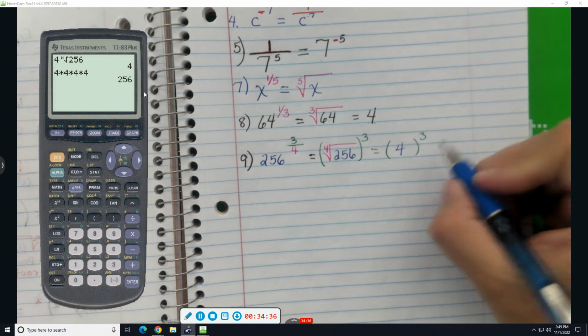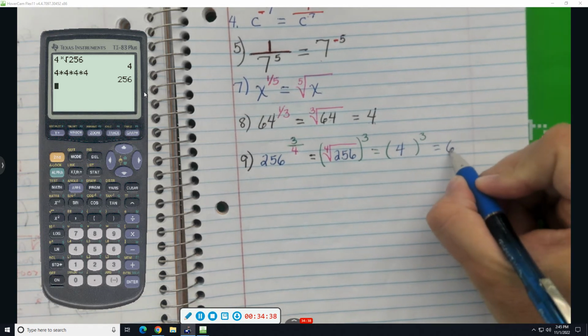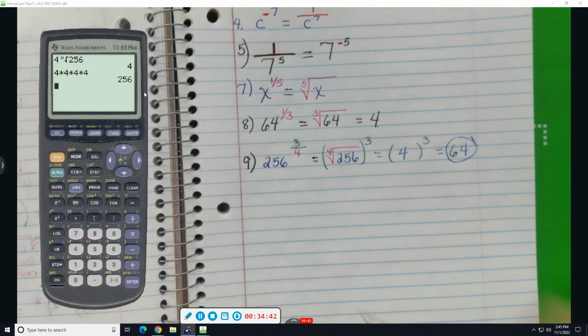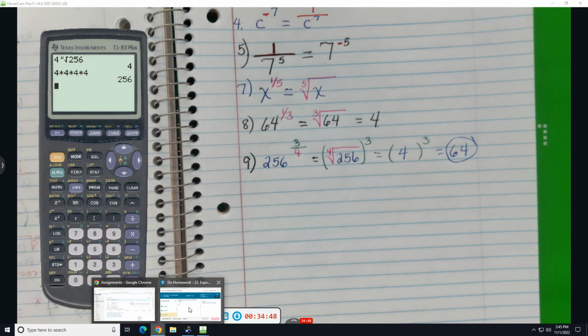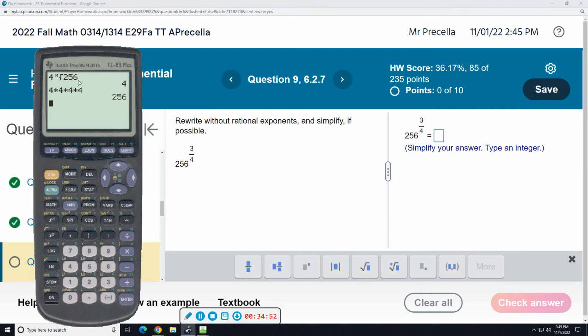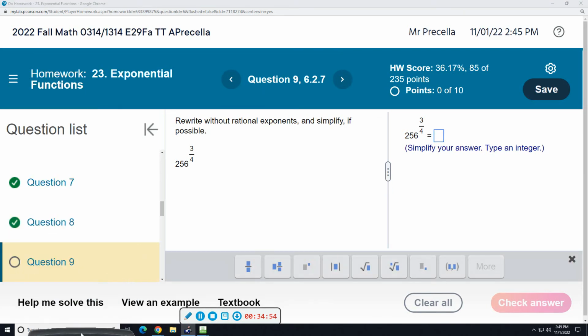4 to the 3rd power is 64. Which we learned in the last question. This seems like it's both very easy but also very confusing at the same time. Oh, well. Hopefully it won't be too confusing.